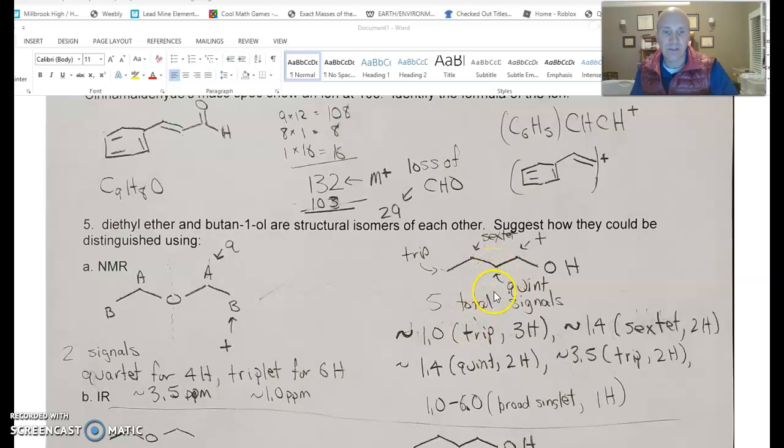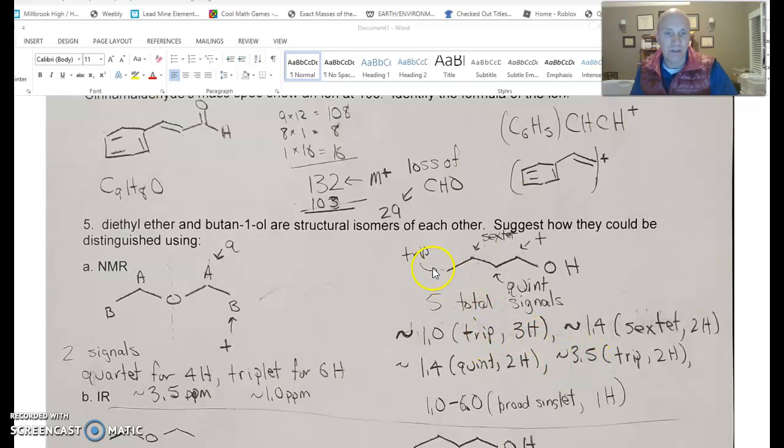Also, there's one last one right here. OH hydrogens, alcohol hydrogens, tend to be broad singlets. In terms of figuring out where things are, this guy would be a fairly deshielded signal because it's directly connected to that oxygen. Using the data table, you can see that it would appear around 3.5.